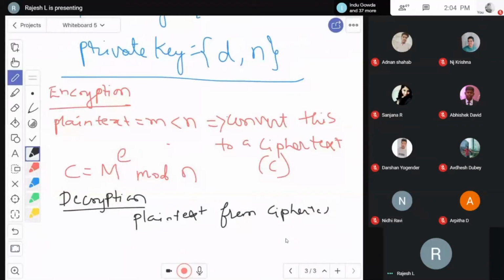Okay. So to do this, plaintext M is equal to ciphertext C to the power D, where D is the decryption key, mod n. This way you are going to decrypt the data at the receiver end.